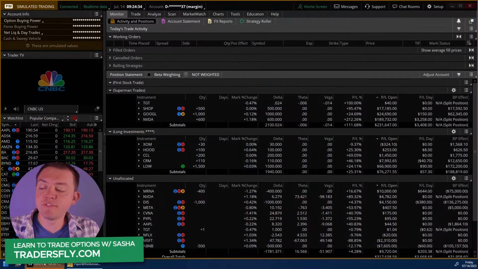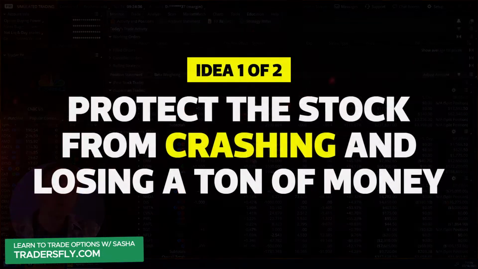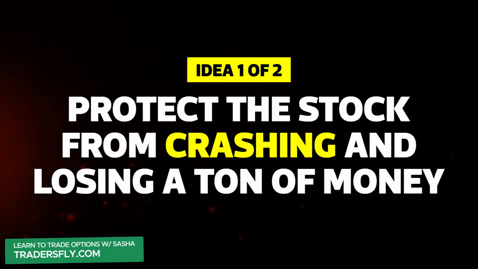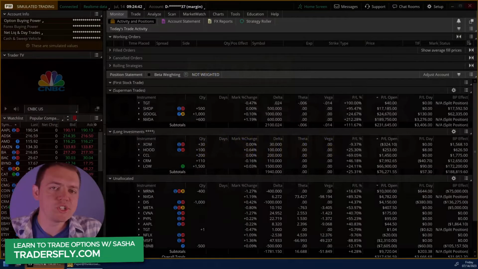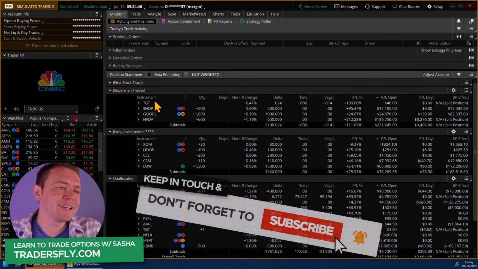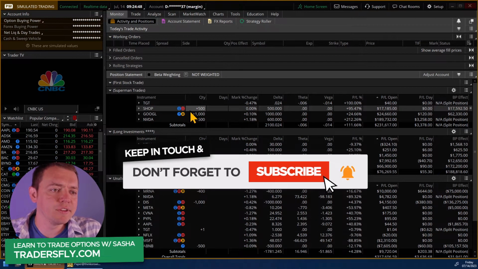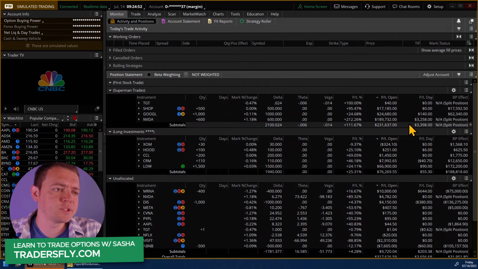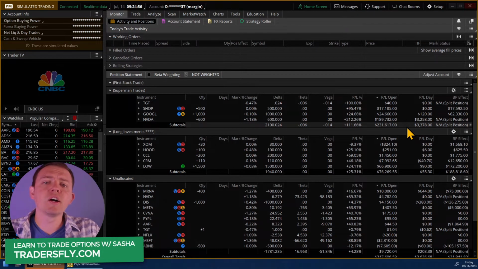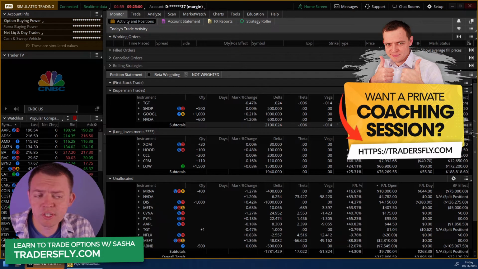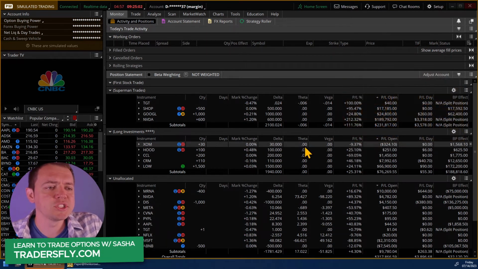Let's take a look at some of the cases behind it. The first reason for getting the put is to protect the stock from crashing and losing a ton of money. Now, in this situation, what I've got is this simulated account, and in it we've got a lot of different positions. Some of those positions are fairly profitable. I put these positions on months ago and I just let them sit. As I do different coaching and mentoring sessions and work with people one-on-one, we review certain things on screen, so I always have some positions going.